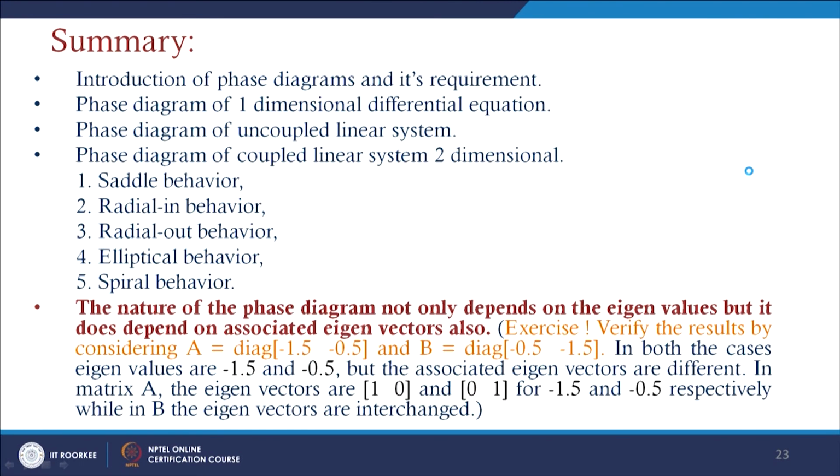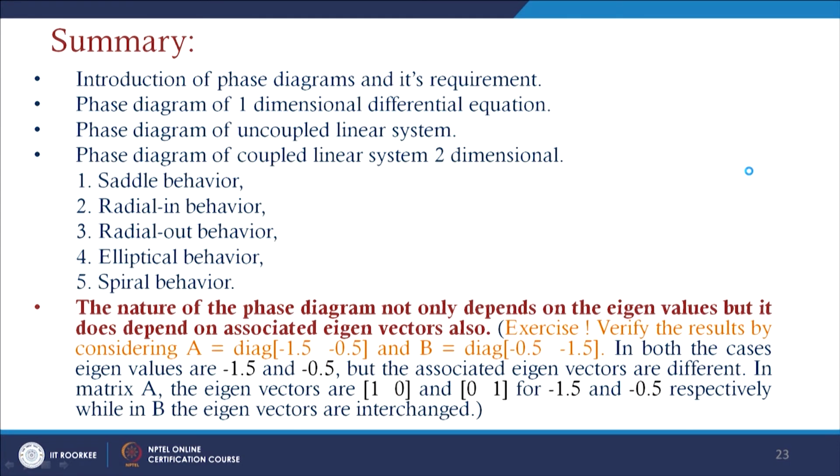So, in this lecture we have introduced the phase diagram as it is required. So, phase diagram of one dimensional differential equation, then phase diagram of uncoupled linear system, then phase diagram for a coupled system, then saddle behavior, then radial in behavior, then radial out behavior, elliptical behavior and spiral behavior.